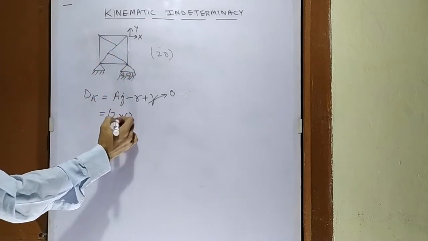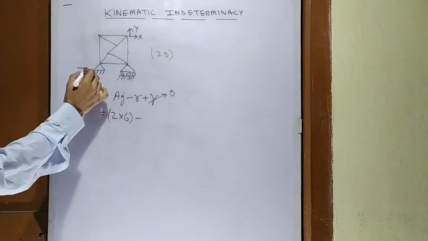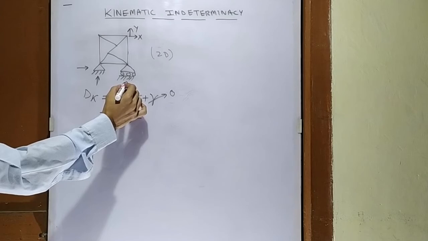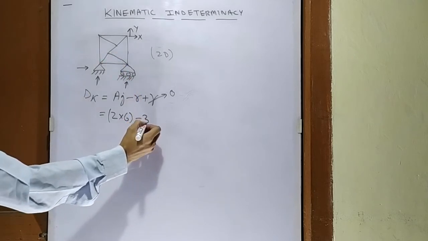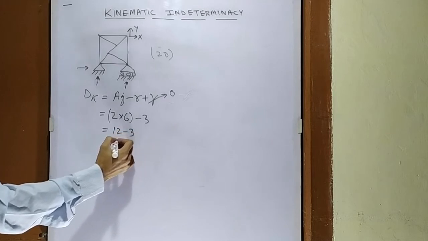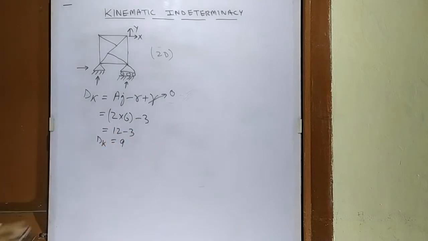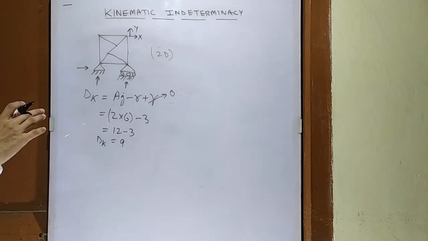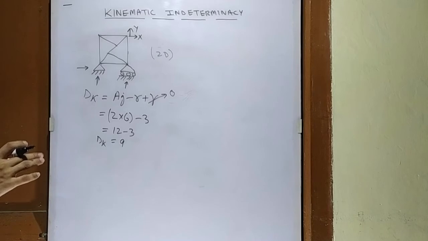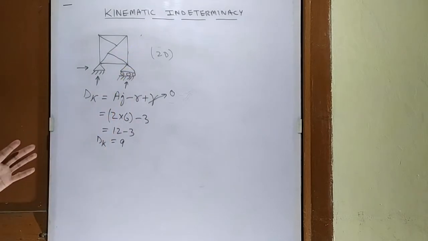And what is the number of reactions? So 2 reactions will be at this pin support and 1 reaction will be at this roller support. So the number of reactions will be 3, so you can just count it minus 3. So it will be 9. One very important thing for finding out the degree of kinematic indeterminacy is that if your concepts are very clear, you will not be stuck in any question.